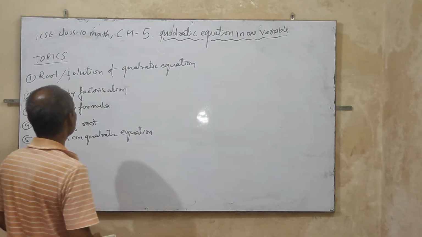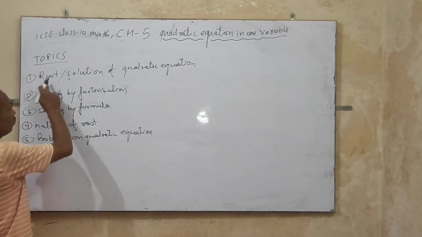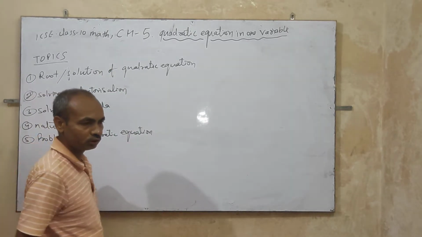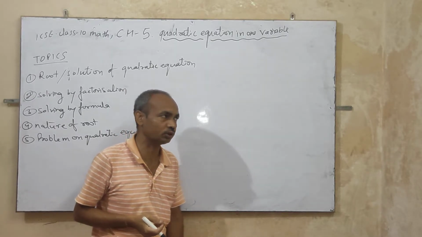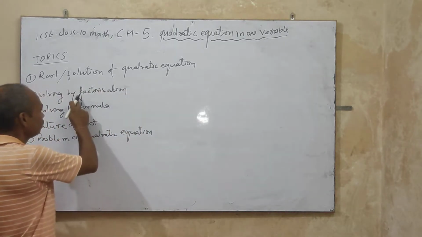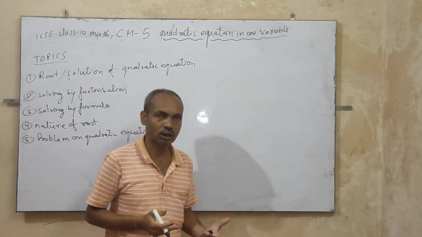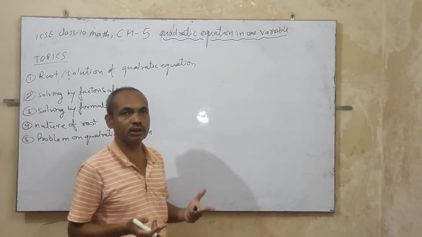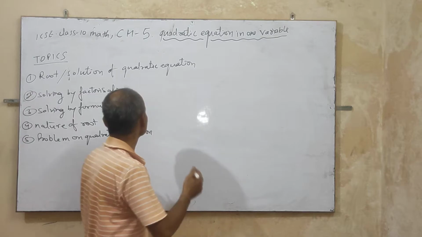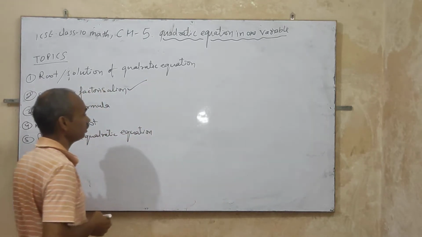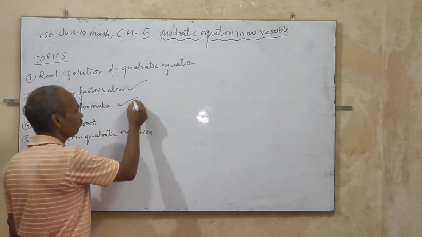Today we will discuss the quadratic equation in one variable of chapter 5, ICSE class 10 math. The topics included in this chapter are the root or solution of a quadratic equation. What is the root? What is the solution of any quadratic equation? The second topic is solving by factorization. How can we solve the quadratic equation? There are two methods, by formula and by factorization. So, by factorization.